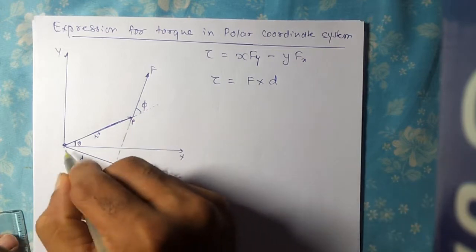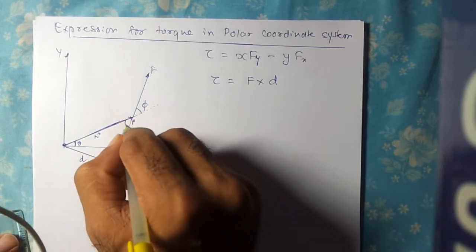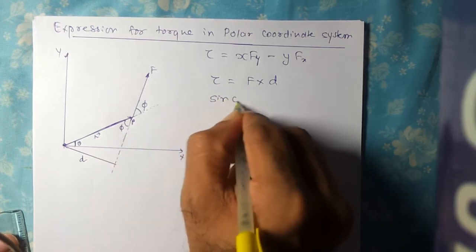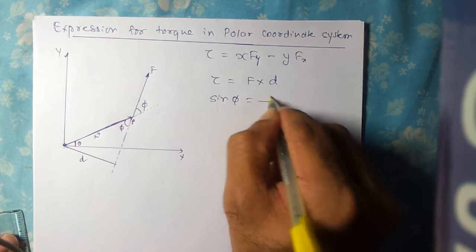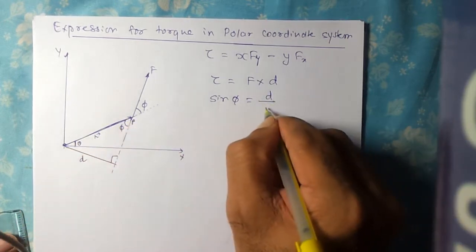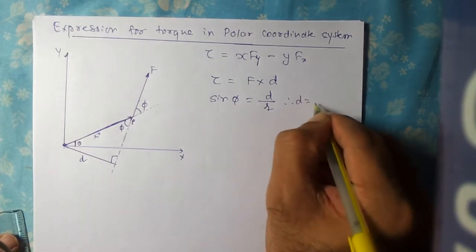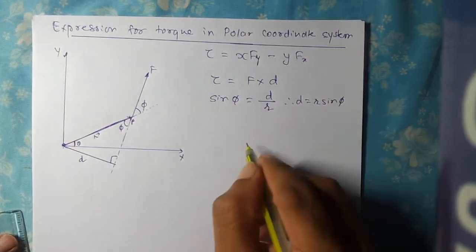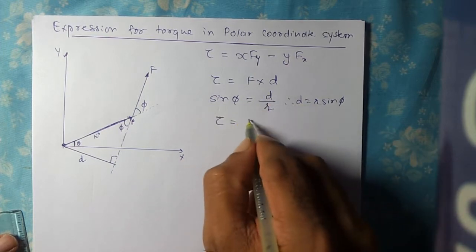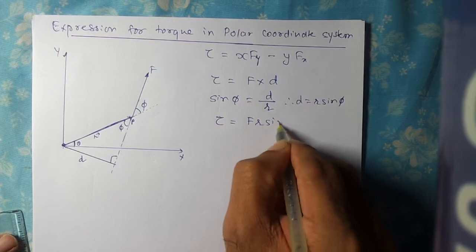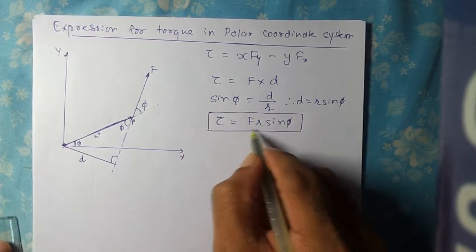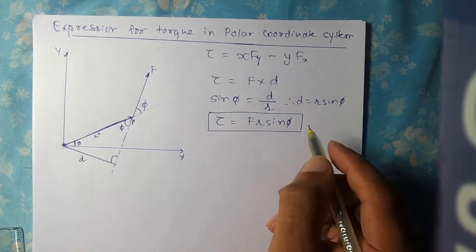What is d? What is the magnitude of d? If this is phi, this turns out to be phi, and if I take sine phi is equal to opposite side, that is d, upon hypotenuse, this is perpendicular upon hypotenuse, and hypotenuse is r, so therefore d is equal to r sine phi. And if I put this value of d in this equation of torque, I get torque is equal to F r sine phi. Right? So I have got an expression of torque in terms of the polar coordinates, F r sine phi.